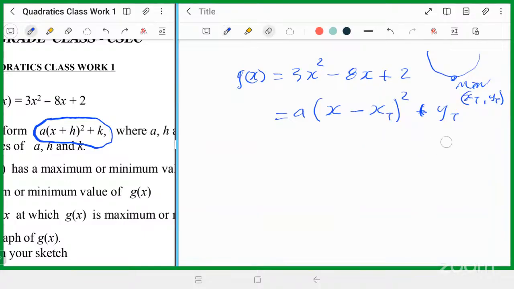And so the important thing in this step really is to calculate this value and this value, which then become the coordinates of the turning point. All right. So how do we get the xt value from here?